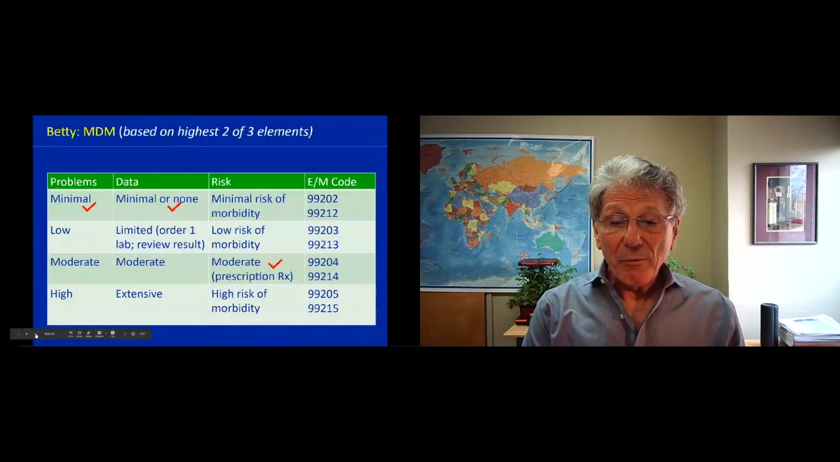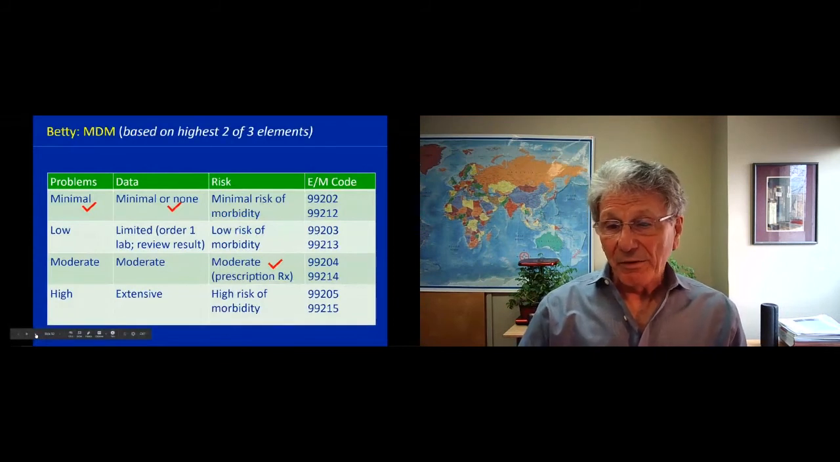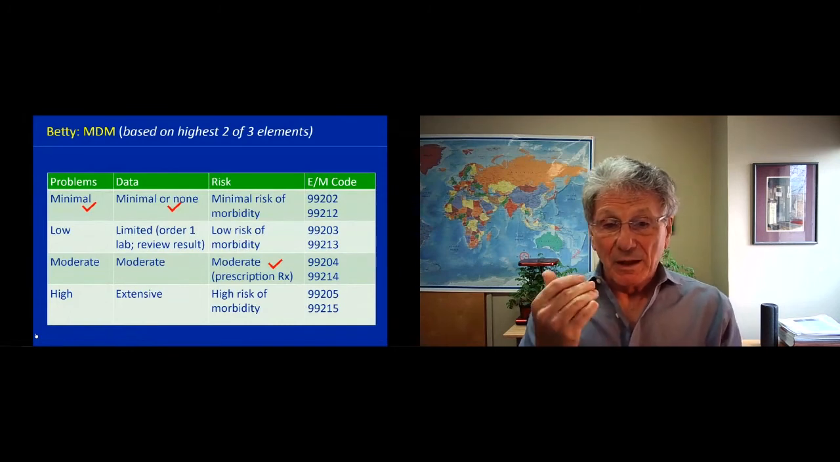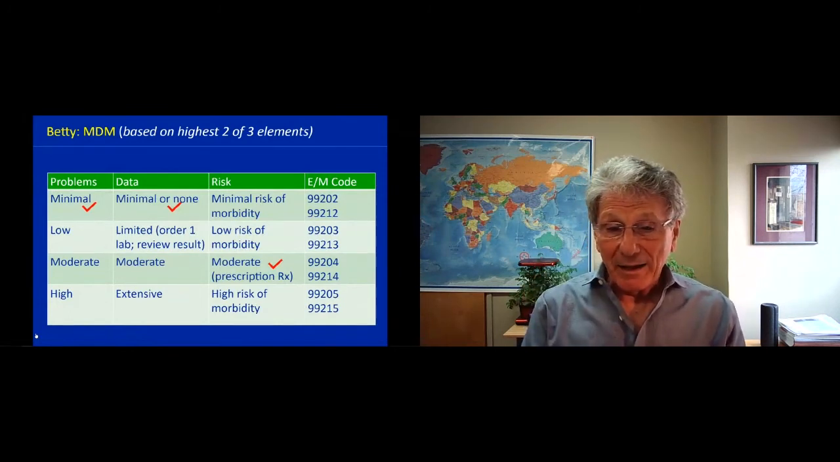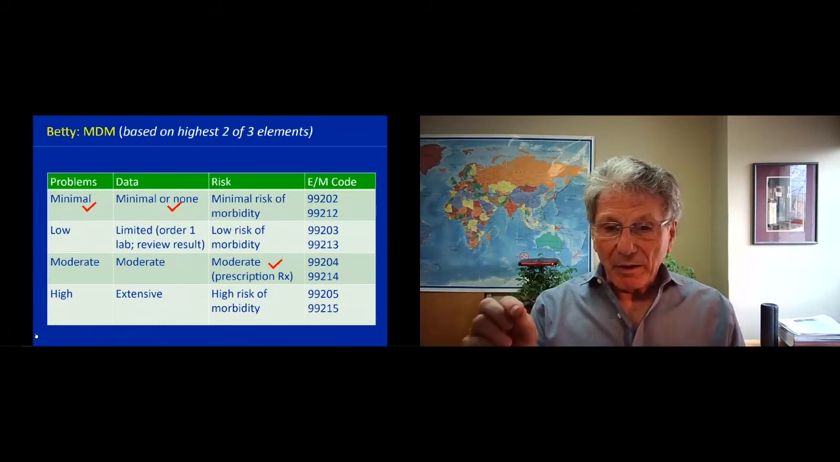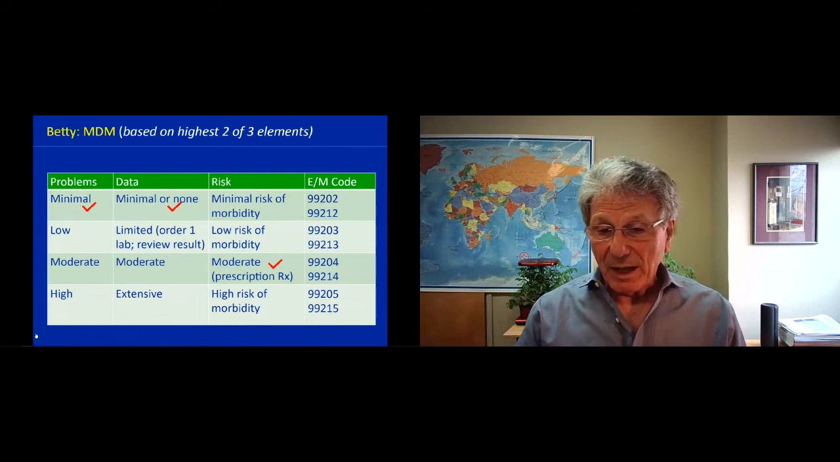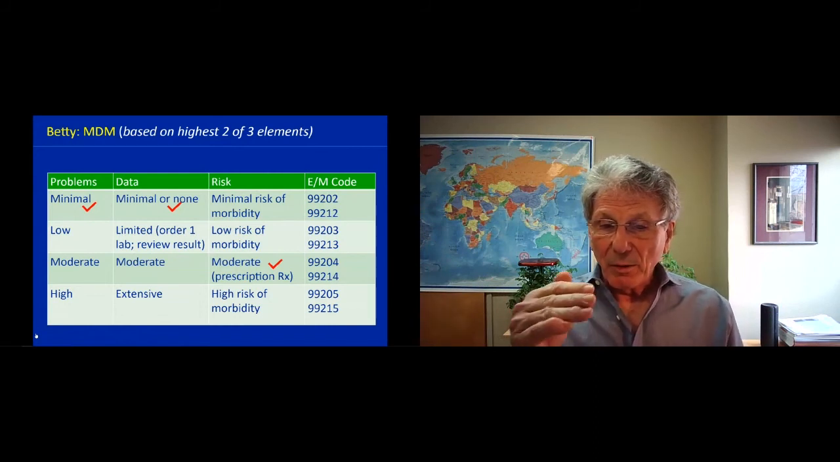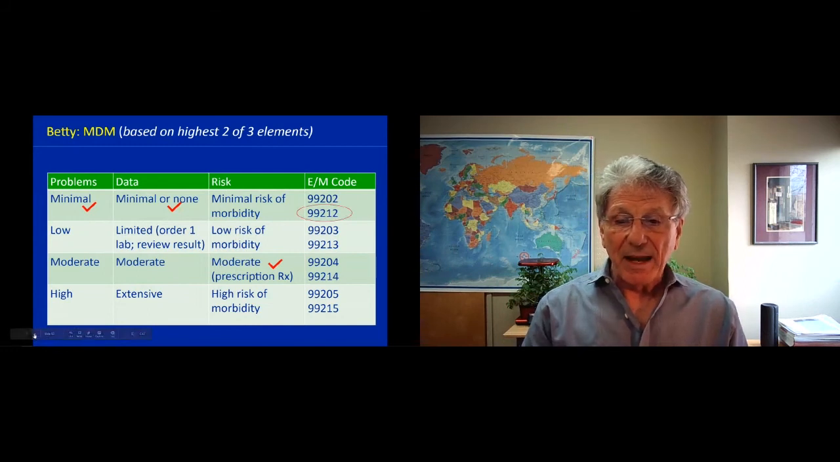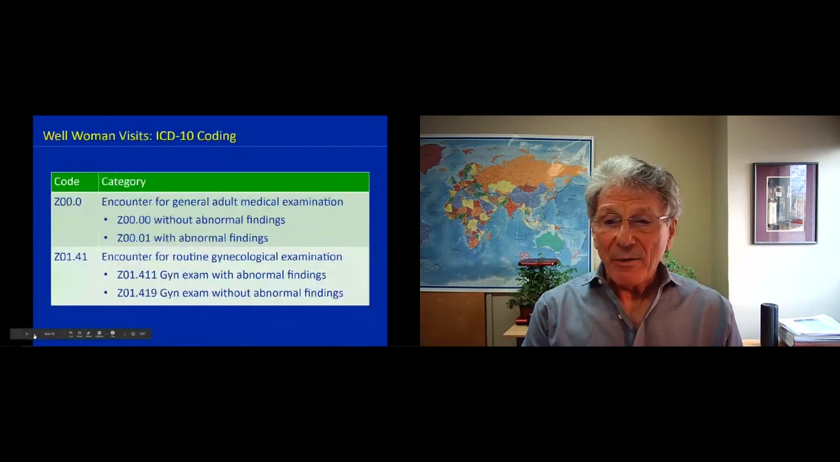Okay. Now, what if we wanted to do this on the basis of medical decision making rather than time? Well, it was a minimal problem, BV, a minimal amount of data. Whatever tests we did, we already billed for. There is moderate risk of complications because we gave her metronidazole, but we can only take the best of 2 out of 3. So next, for an established patient, that's going to be a 99212. Okay, next.